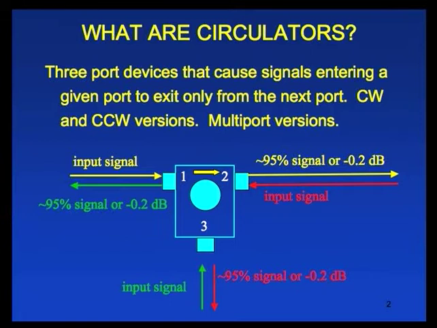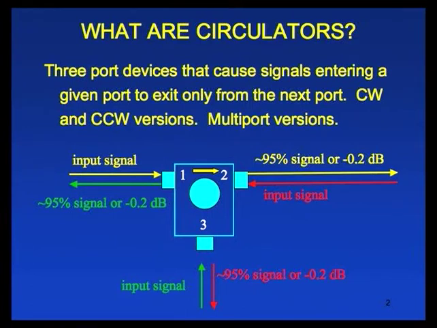On the other hand, if you had a signal coming in from port 2, it will come out on port 3 down at the bottom. And of course, if one went in on port 3, it will come out on port 1. You can also have circulators that go the other way around, counterclockwise, and they will keep to the right. The signal will keep to the right.